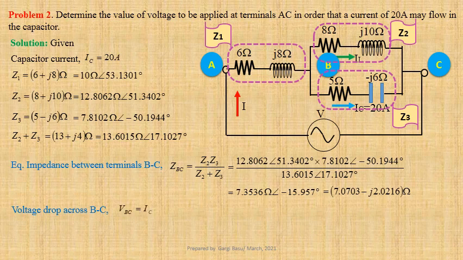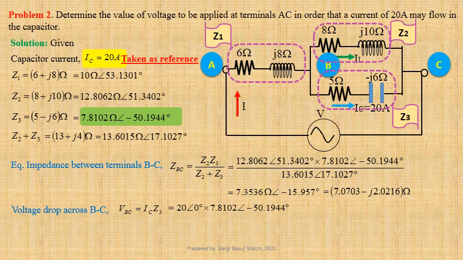VBC equals IC times Z3. Taking capacitor current as reference, we get 20 at an angle 0 degree into 7.8102 at an angle minus 50.1944 degree. That gives us 156.205 volt at an angle minus 50.1944 degree. Now we shall determine circuit current.